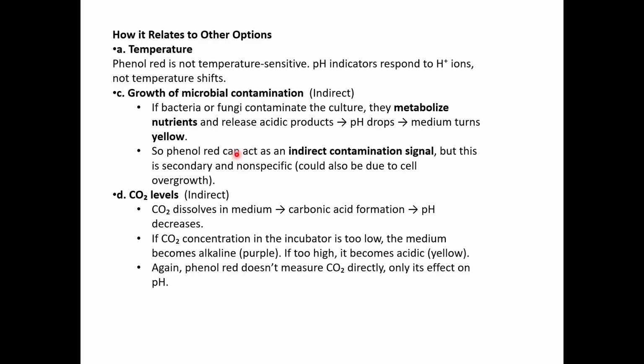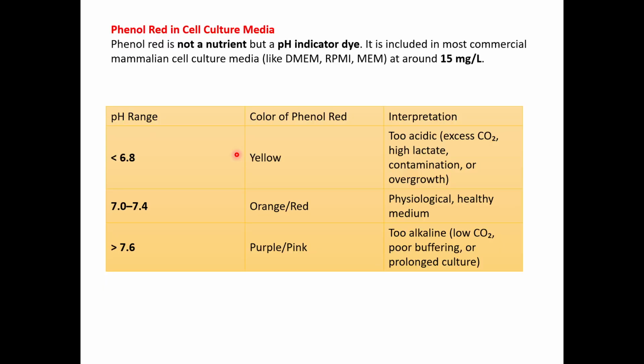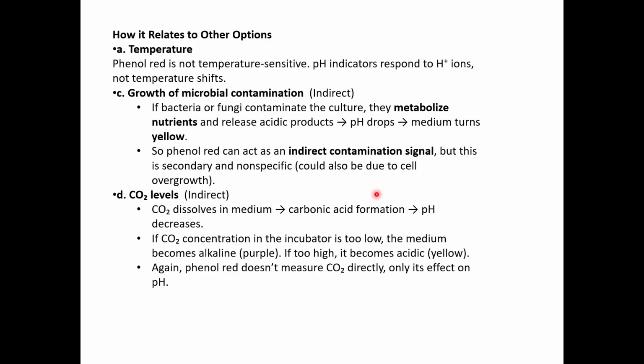And growth of microbial contamination. I wanted to discuss this because microbial contamination and CO2 levels, you can interpret indirectly, but like it is shown here, it can be an indirect cause depending on the color change, but it's not used for that purpose. The only main purpose is pH change. That pH change can be due to CO2 levels or microbial contamination. So it is a secondary interpretation of whatever you have seen in terms of color change.